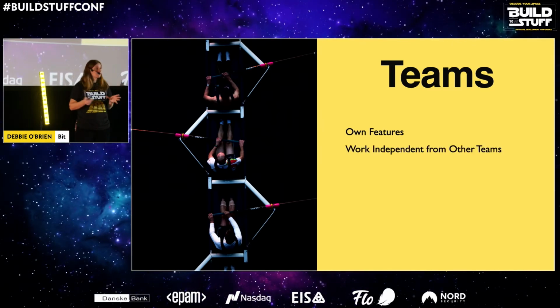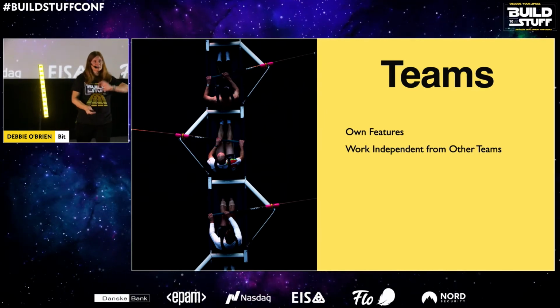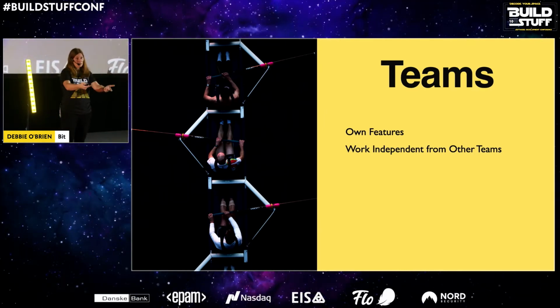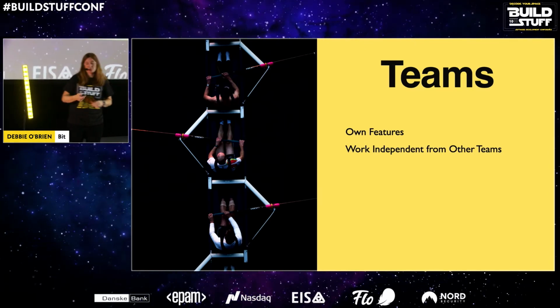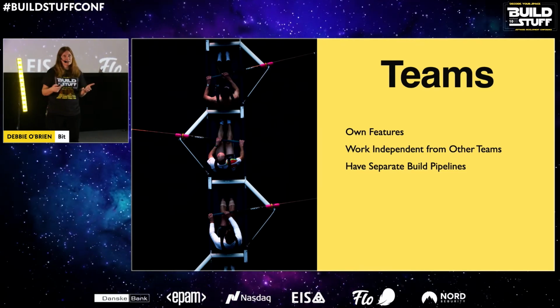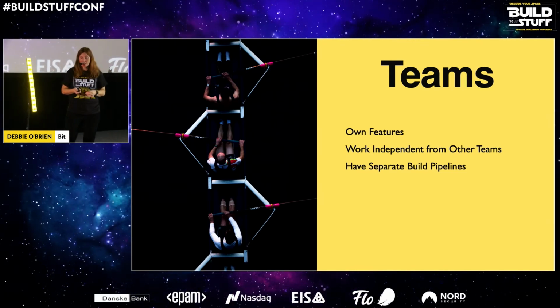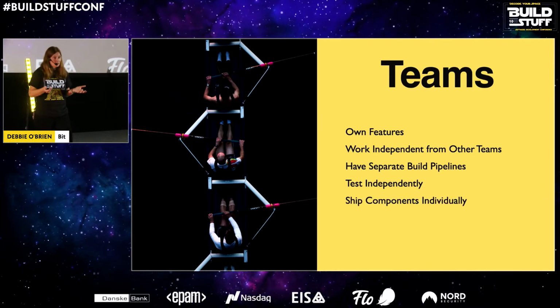And you want them to work independent from the other teams. So you want to be able to build the e-commerce components completely separate to the shoe store and deploy those components and not care about what the shoe store is doing or what the base UI team is doing. And you want to have separate build pipelines. You want to build it, test it, and deploy it. You want to test it independently from every other one.